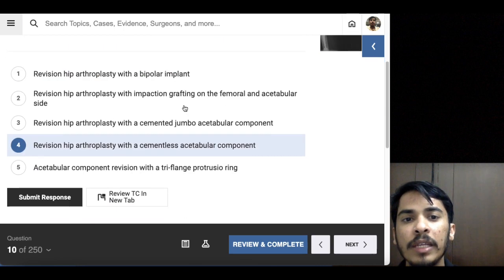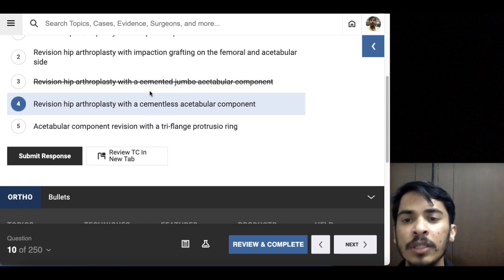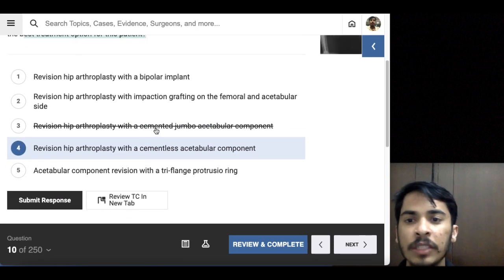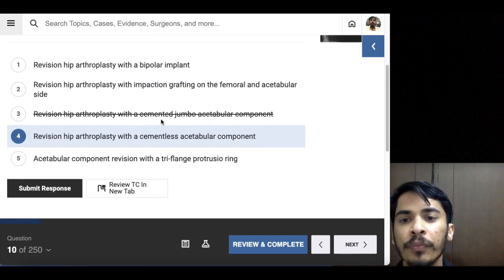Definitely in acetabular failure we have to go for a revision hip arthroplasty with a cementless acetabular component. Cemented is never suggested in THR revision because it doesn't give a good long-term outcome. Bipolar is not indicated. Revision with impaction, we can do bone grafting or without bone grafting considering the intraoperative situation. Cemented is not indicated.